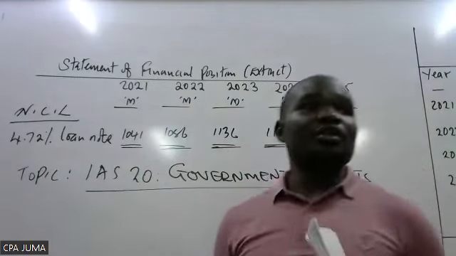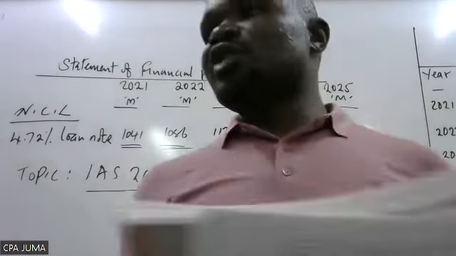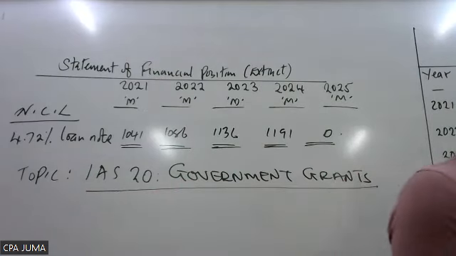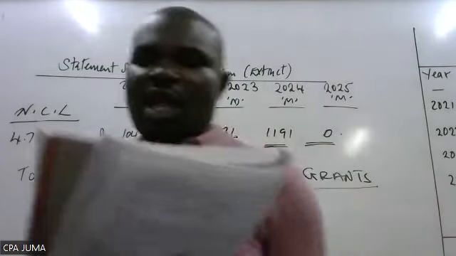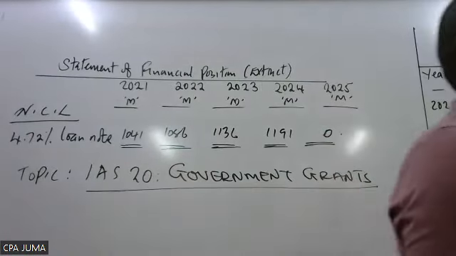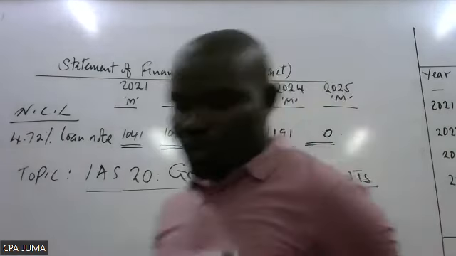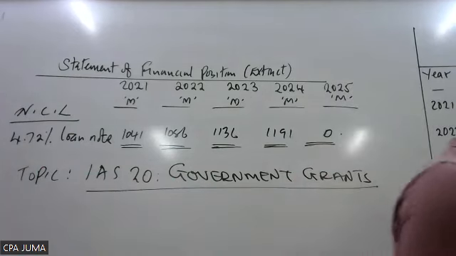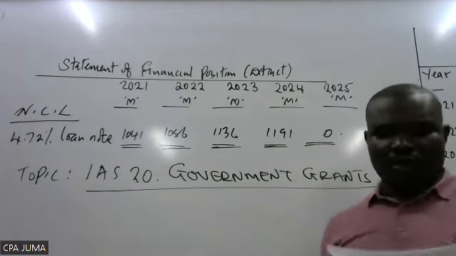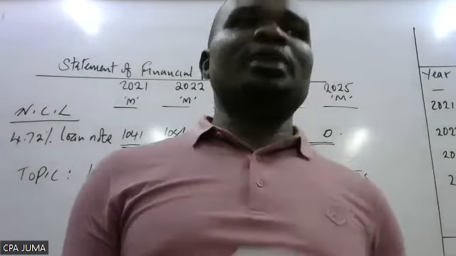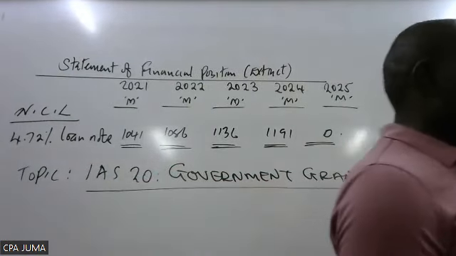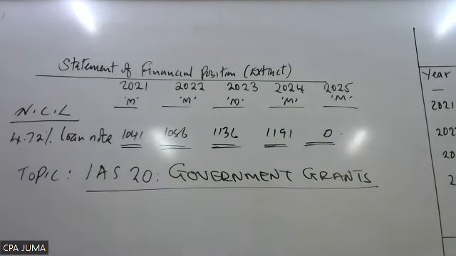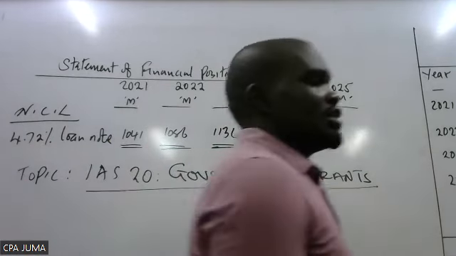The objective of IAS 20, we are writing. The objective of IAS 20 is to prescribe accounting for and disclosure of government grants and other forms of government assistance. Full stop.